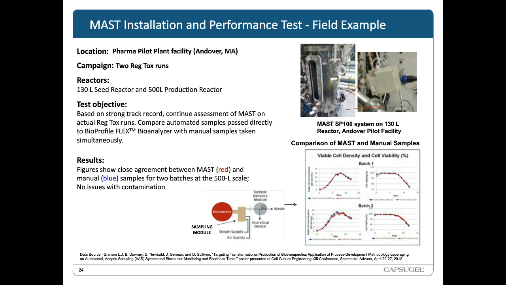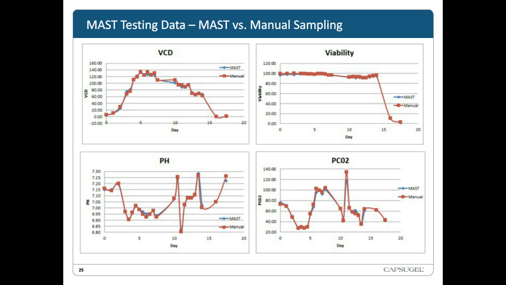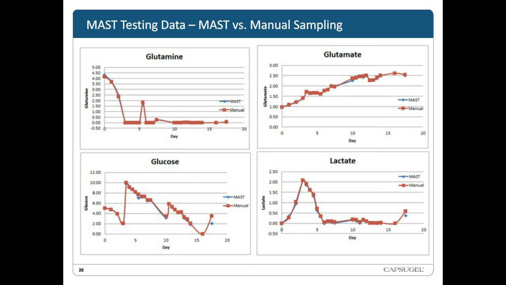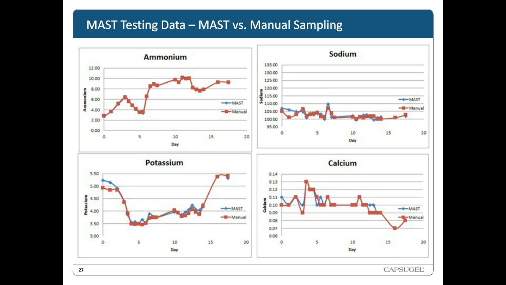Following that up with what we did in our labs, this is showing the viable cell density, viability, pH, and PO2 are very, very similar. MAST is in blue and manual is in red. Same is true for the metabolites, glutamine, glutamate, glucose, and lactate, virtually identical. And also the salts, ammonium, sodium, potassium, and calcium all showed very, very consistent results between MAST sampling and manual sampling.